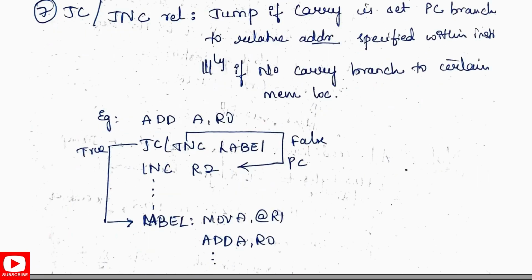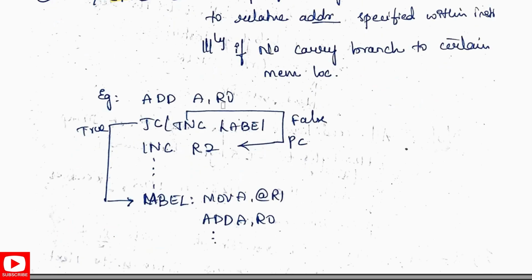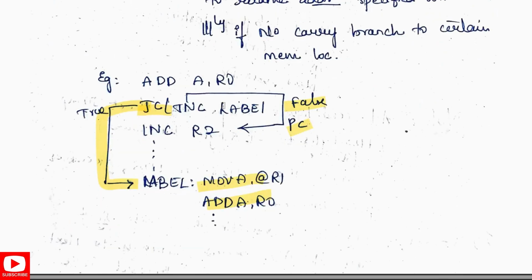Next is JC or JNC. Jump if there is a carry: set PC to branch to the relative address specified within the instruction. Similarly, no carry means jump to a certain memory location. Let us see. If it is jump carry and there is a carry, then it will go to my label loop and this gets executed. If it is false, the PC continues to the next instruction.